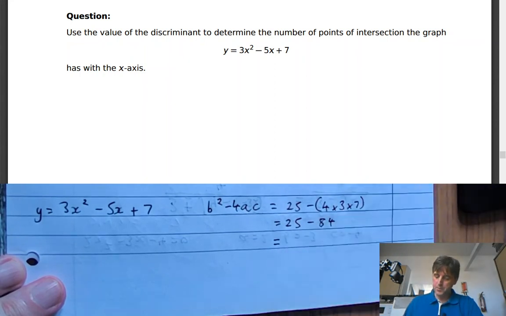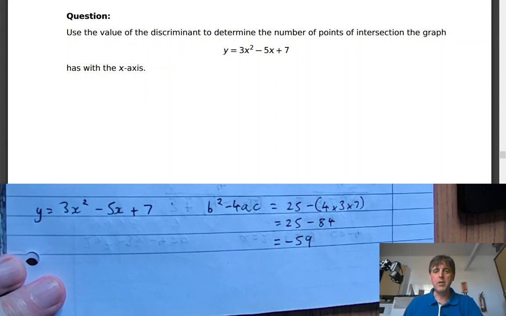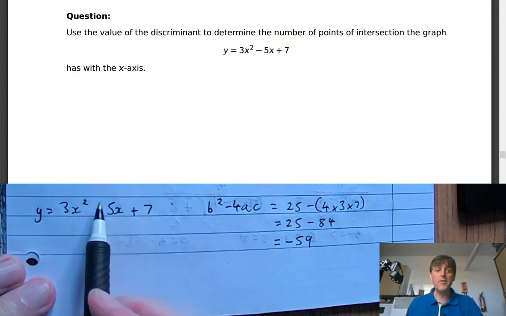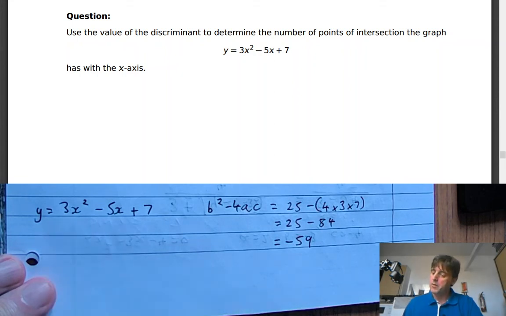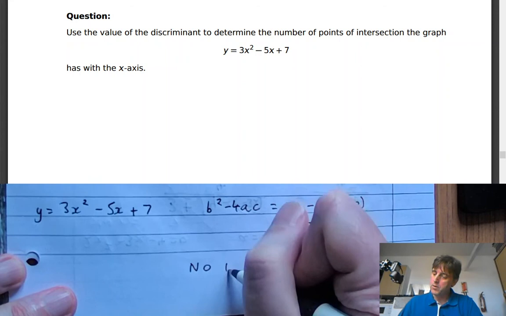So that means our discriminant turns out to be a negative number. It's -59. We don't really care about the 59 so much as we care about the fact that it's negative. And that tells us that this quadratic will never equal 0. It has no real roots when it equals 0. So therefore, the graph has no intersections with the x-axis.